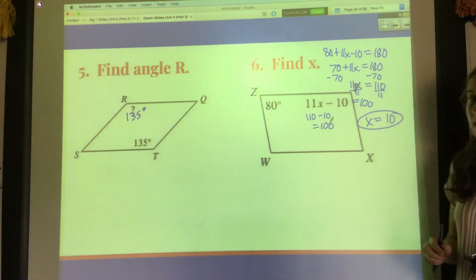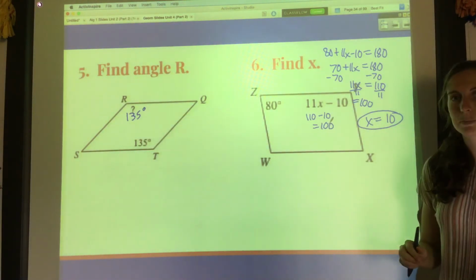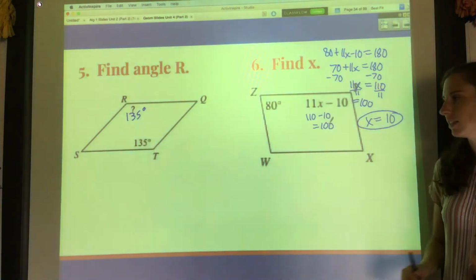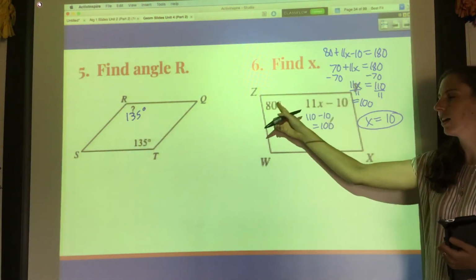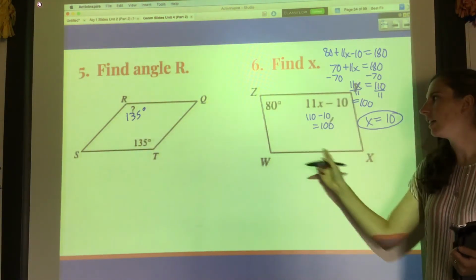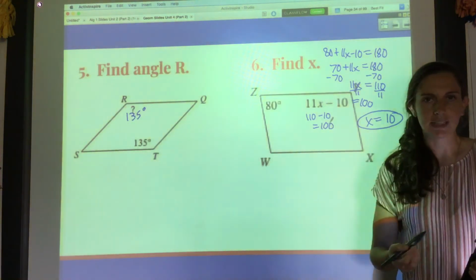Remember that any quadrilateral should be adding up to 360, which makes sense because if you have 180 here and 180 here, the total would be 360.